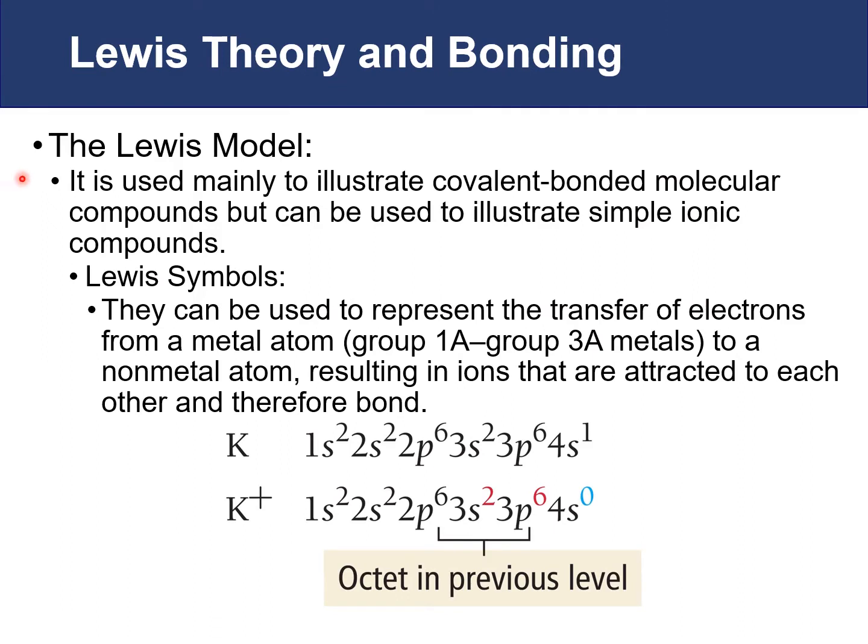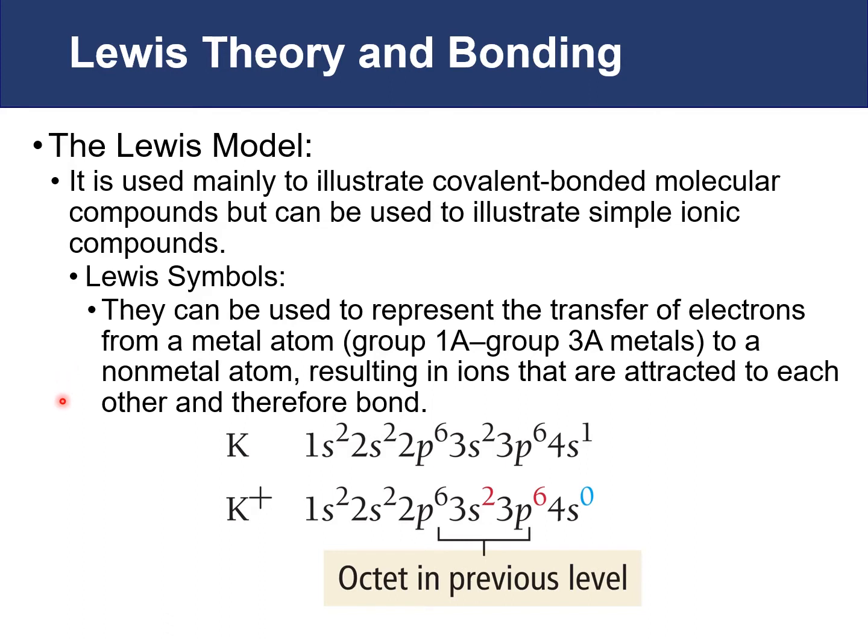Now, while the Lewis model is mainly used to illustrate the covalent bonded molecular compounds, it can also be used to illustrate simple ionic compounds. The Lewis symbols can be used to represent the transfer of electrons from a metal atom, that is the group 1A through group 3A metals, to a nonmetal, resulting in ions that are attracted to each other and therefore bonded via an ionic bond.